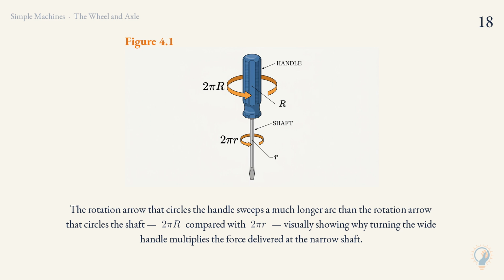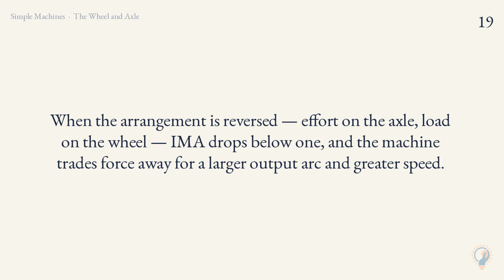the narrow shaft. When the arrangement is reversed, effort on the axle, load on the wheel, the IMA drops below 1, and the machine trades force away for a larger output arc and greater speed.